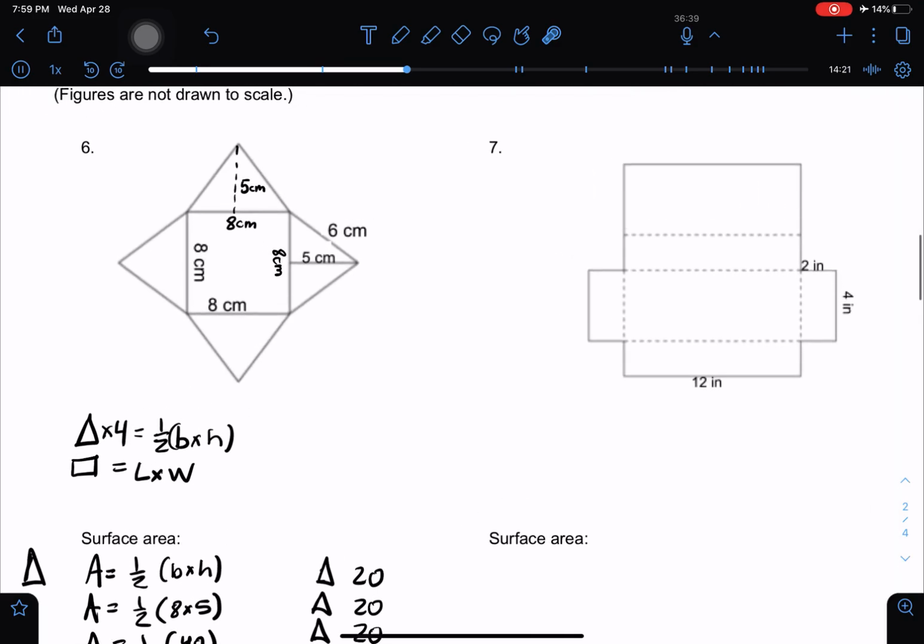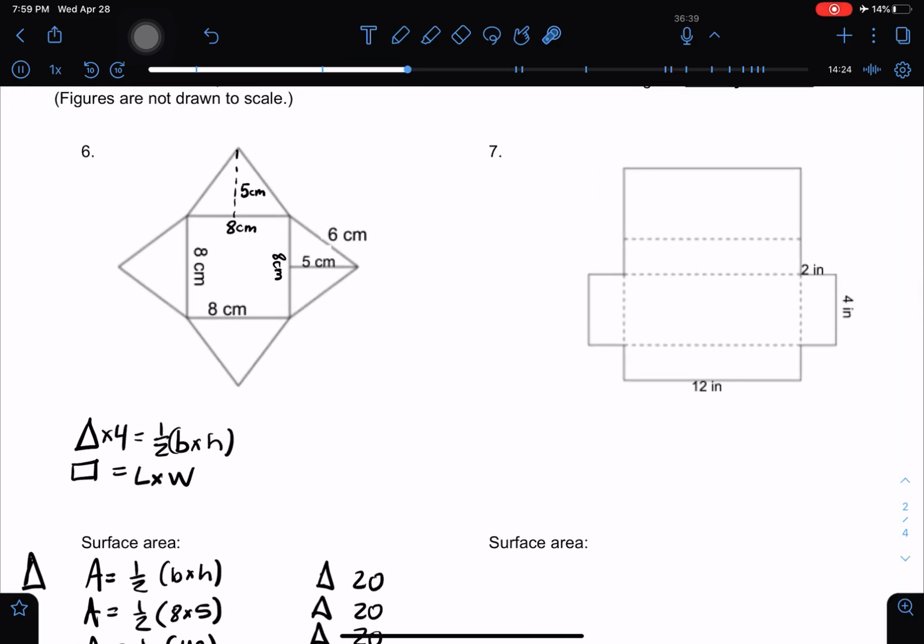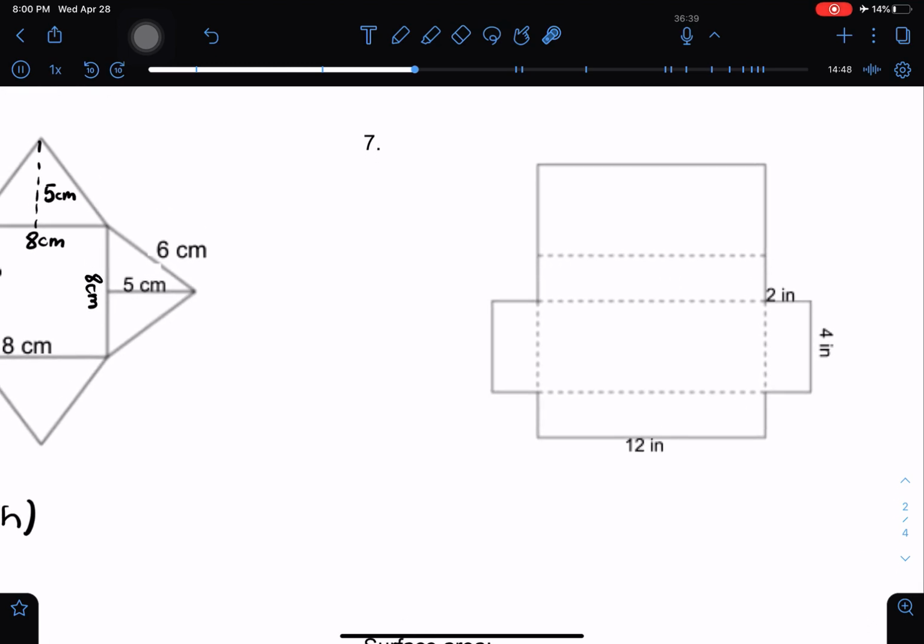Moving on to number 7, very similar idea here. These are all rectangles, however, they are different in their sizes. If this was a cube, we can find the area of one face and multiply by 6. However, the left side and the right side are different than the top and the bottom, which are also different than the front and the back. So looking at this net here, I see that there are a total of 3 different shapes that we're going to have to solve for.